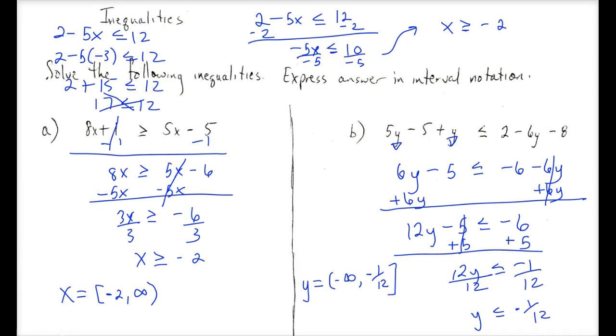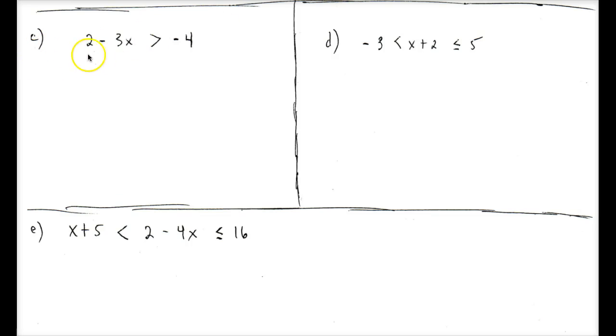All right, let's move on to some other examples. For example C here, we notice that we only have one term that has an x in it, so we can leave this on the left, but we have to get rid of this 2. And so we'll do that by subtracting both sides by 2. That cancels to 0, and we just have -3x, and -4 minus 2 is a -6.